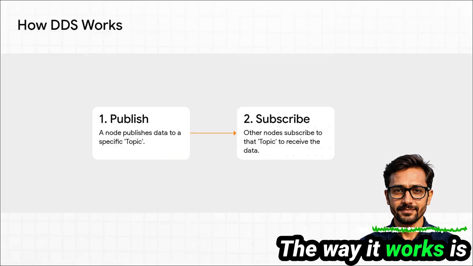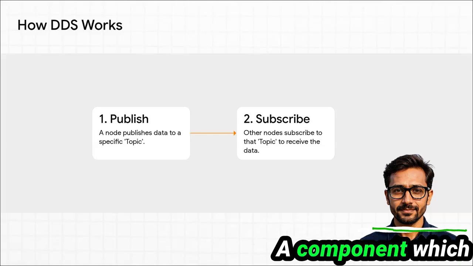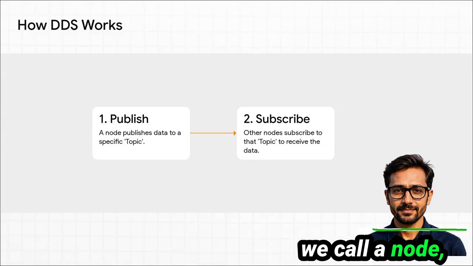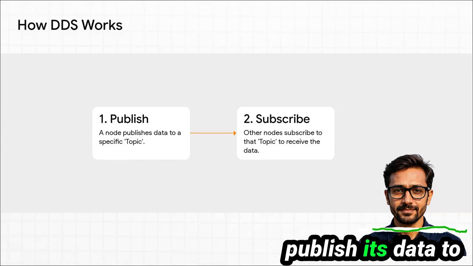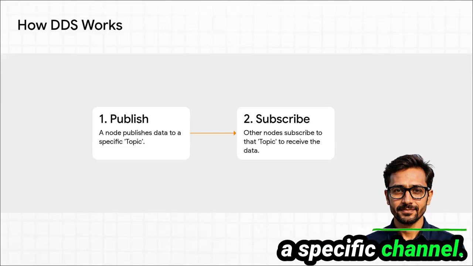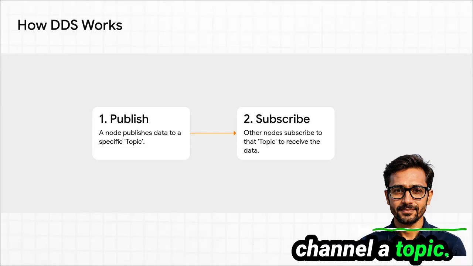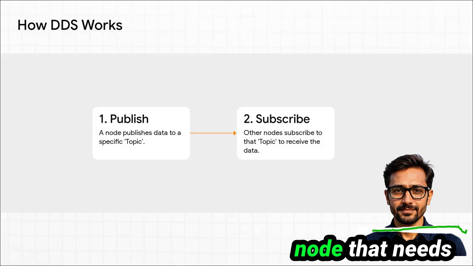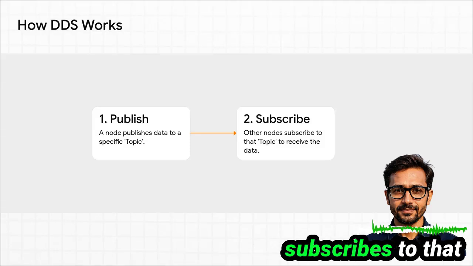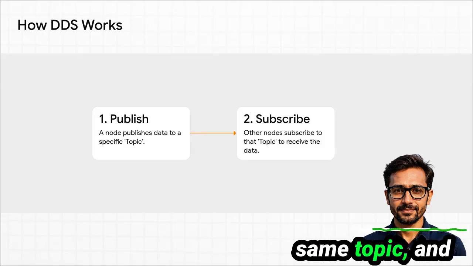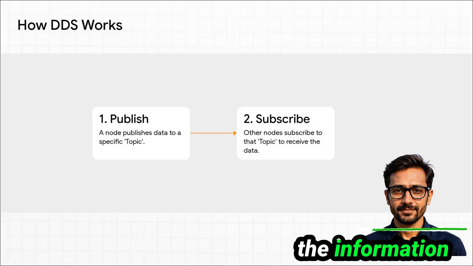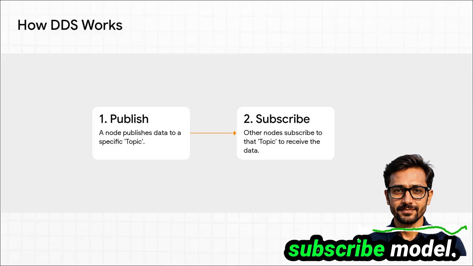And the way it works is brilliantly simple. A component, which we call a node, will announce or publish its data to a specific channel. We call this channel a topic. Then, any other node that needs that data simply subscribes to that same topic, and it starts getting the information instantly. It's a publish-subscribe model.